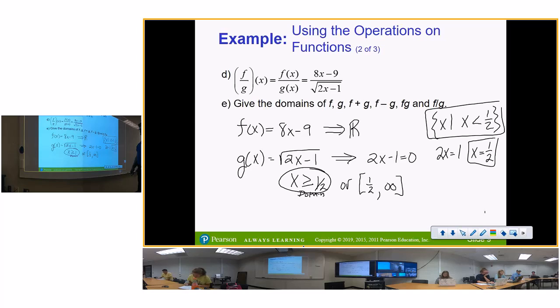Okay, what about f plus g? Well, f plus g would be the same thing because you cannot have a what? A radical in the denominator. What about f minus g? I mean, under the radical. You can't have a negative in the radical. F times g, f times g. All those are going to be the same.